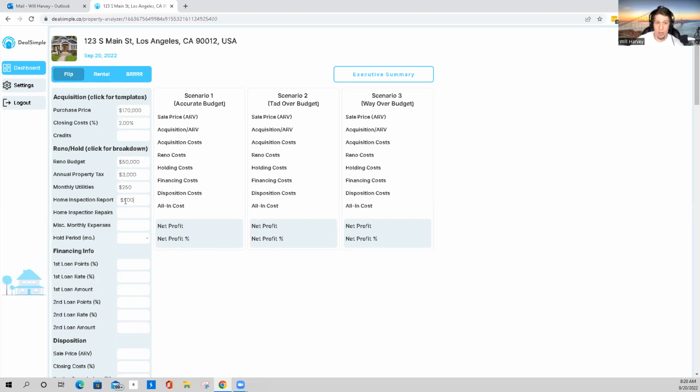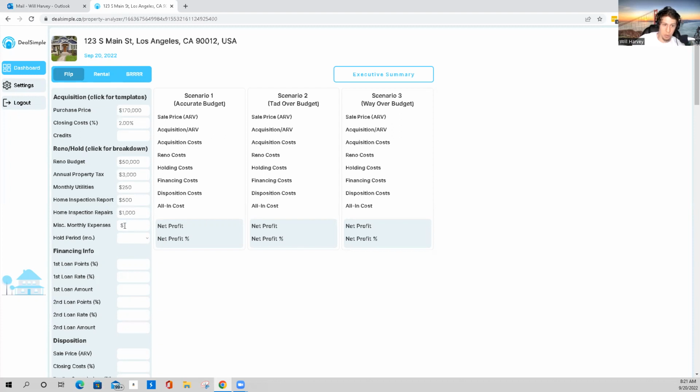So home inspection report, call it about $500, and then depending on what you think you could get beat up for, that's what we put on this line. So usually we'll do about $1,000, maybe more if it's a bigger property. But this should suffice. It should make sense here.